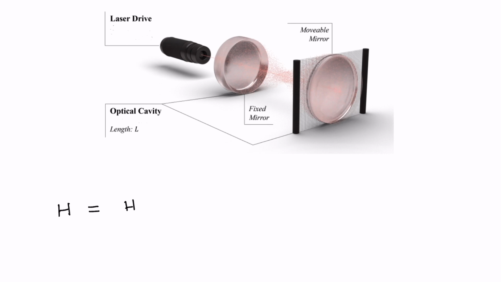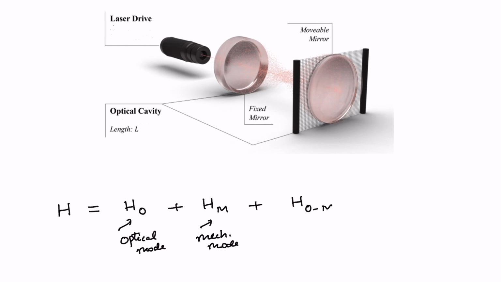It has parts: H_O refers to the optical mode that is inside the cavity. Then the mechanical mode, let me denote it as H_M, refers to the mechanical mode. Then there is an interaction between the optical mode and the mechanical mode, therefore there is a term H_OM describing that interaction. And then we have the laser drive. Apart from that, there are some other terms as well, but we will not talk about them at this moment.